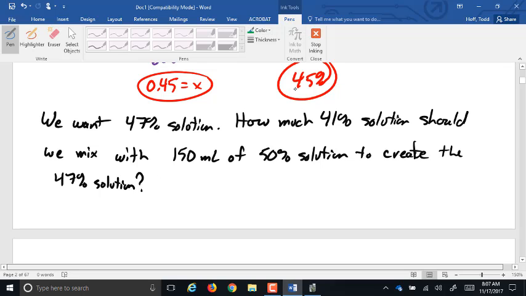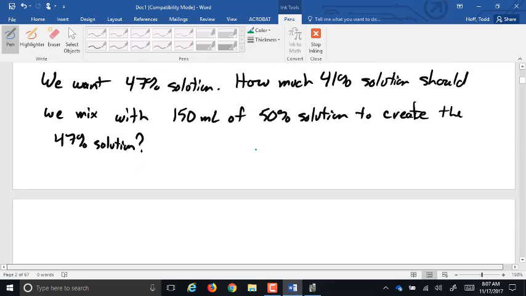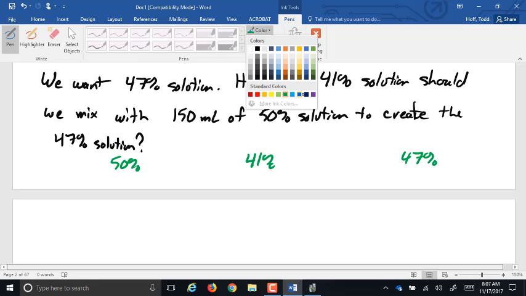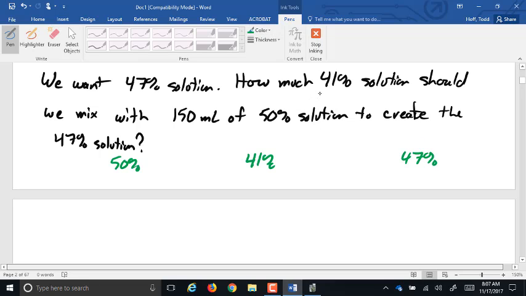What are the two solutions we are mixing here? Yeah, 50% and 41%. We want to create 47%. Do we know any amounts here? 150, which goes with 50. We're asked to find the amount of 41%. That'll be our x. The total amount is going to be x plus 150.